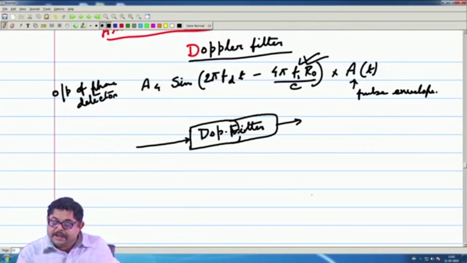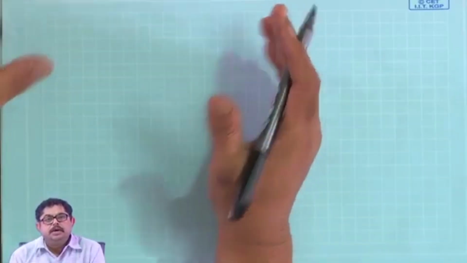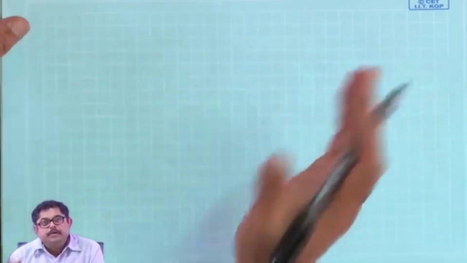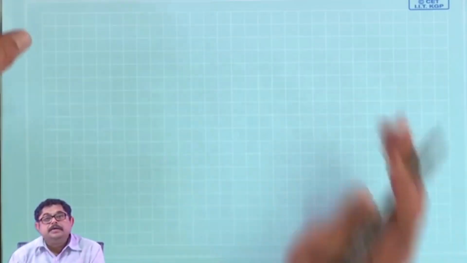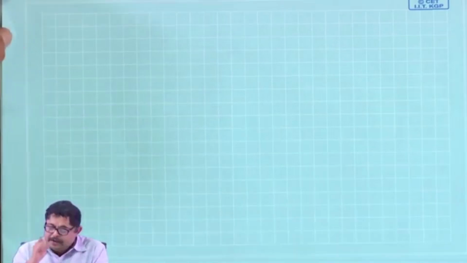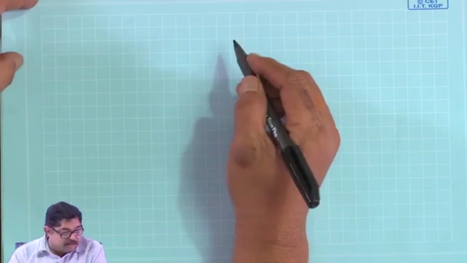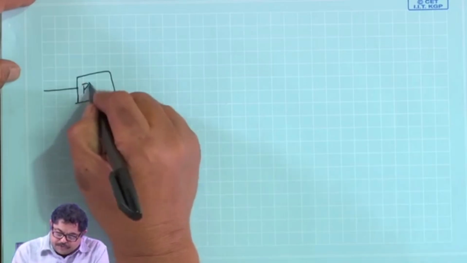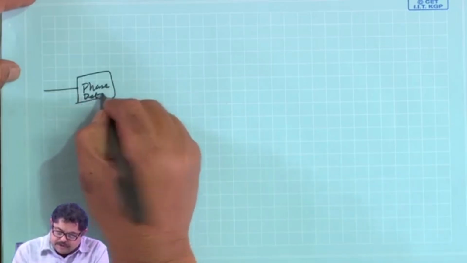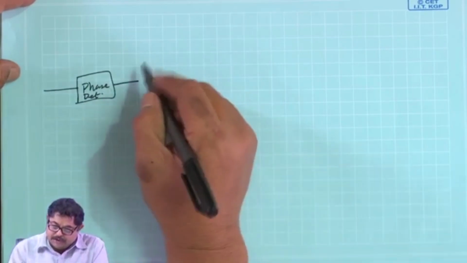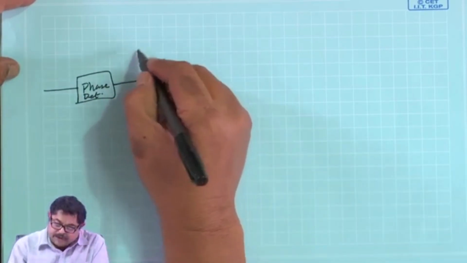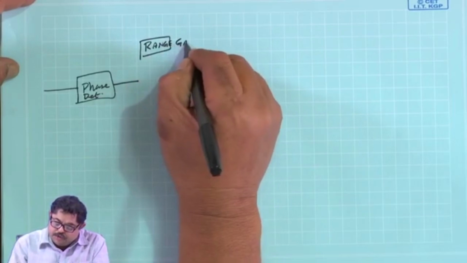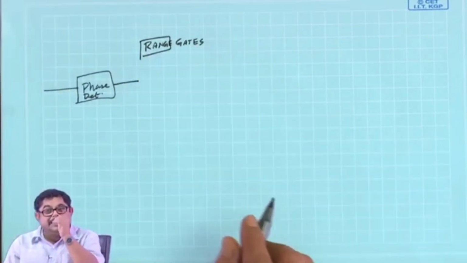This is called range gating. So, the idea is we will extract range first and then we do not bother about the shape of the signal. That time we will extract the Doppler by Doppler filter. So, what is done with respect to the phase detector of the pulse radar block diagram: after the phase detector you are putting range gates. You can put several of them.